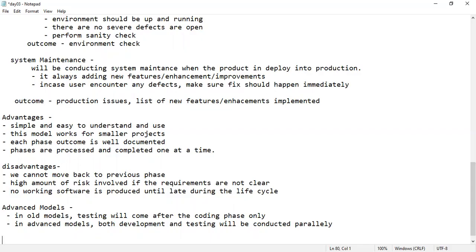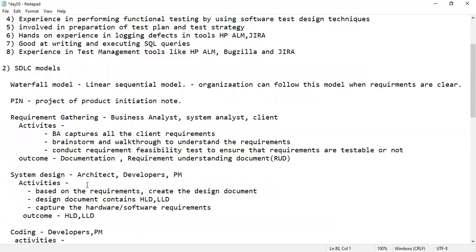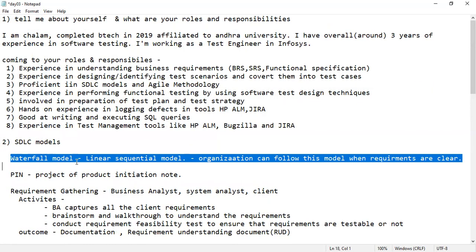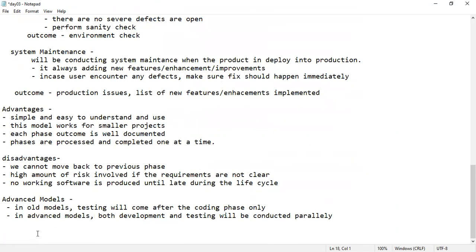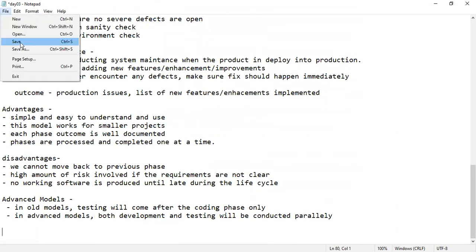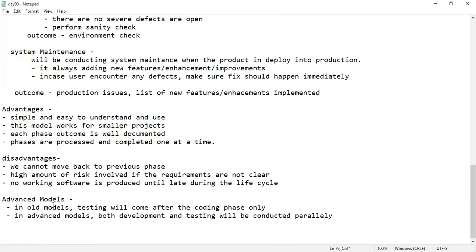Nowadays, all companies are following Agile methodology, and some companies are also following the SDLC waterfall model if the requirements are clear. Okay. So now we discuss the advanced models. Let's start with the V model.